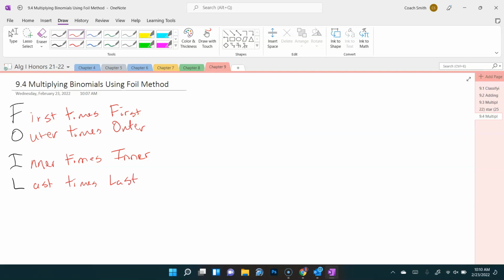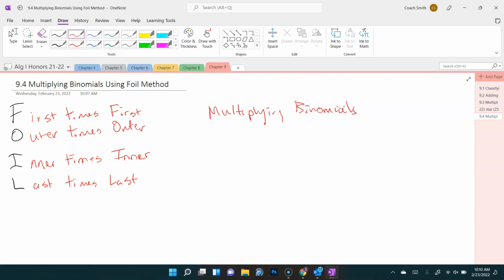Now, the FOIL method only works when you're multiplying binomials together. This will not work on any other kind of monomial times polynomial, polynomial times polynomial, trinomial times trinomial. This only works when we're multiplying binomials.